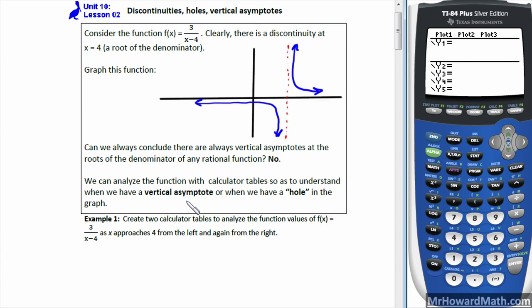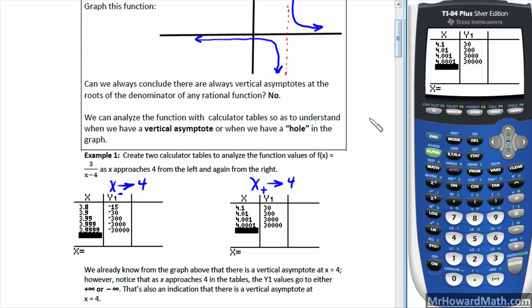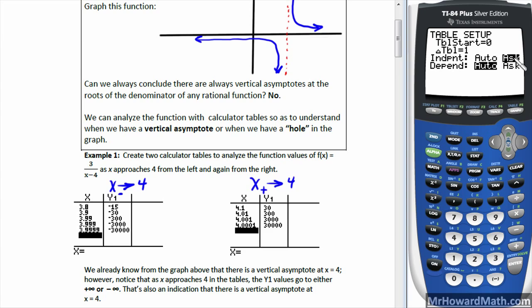So, example 1, create two calculator tables to analyze the function values of f of x equals 3 over the quantity x minus 4 as x approaches 4 from the left and again from the right. So I'm going to make those tables and paste those in, and we'll discuss them. Alright, so I used my calculator to create these two tables. I just changed the independent variable to ask in the table setup and typed in values to make these tables.